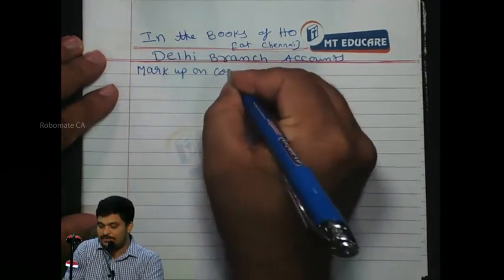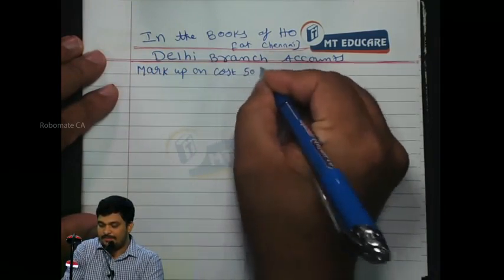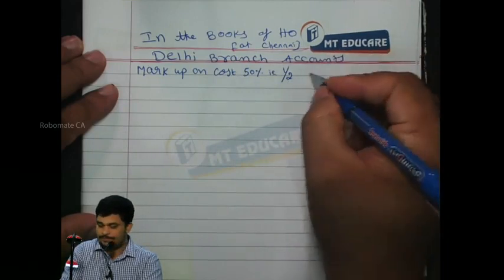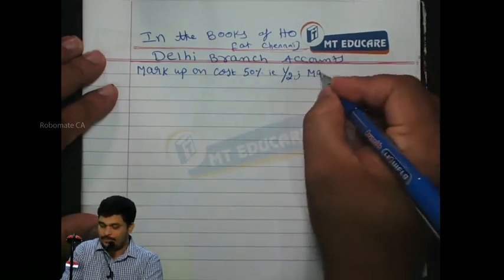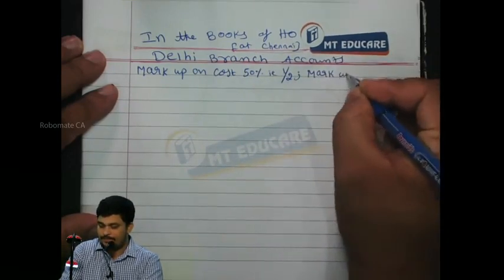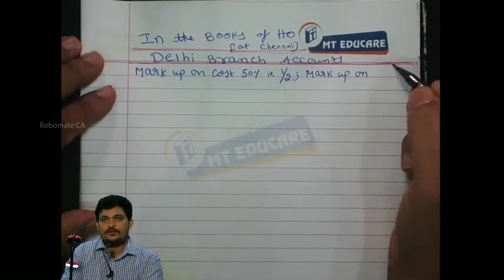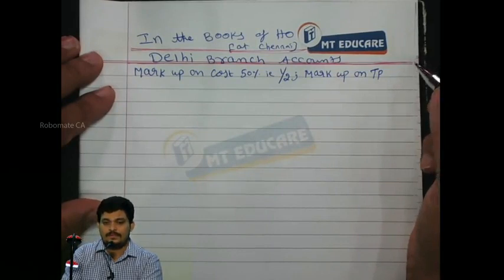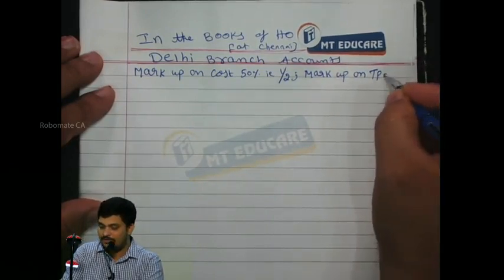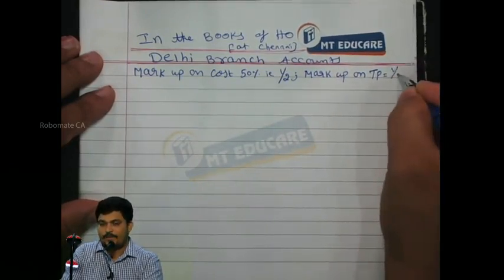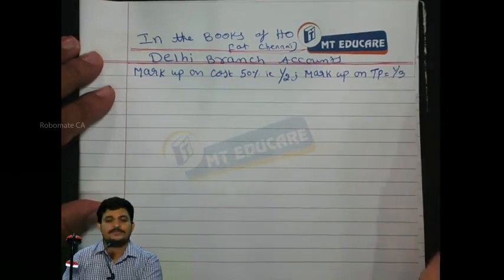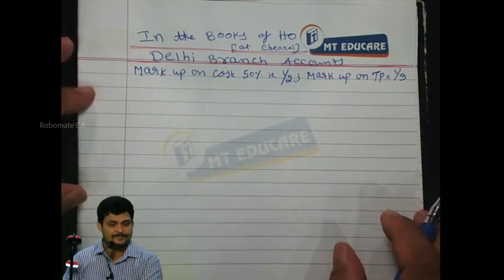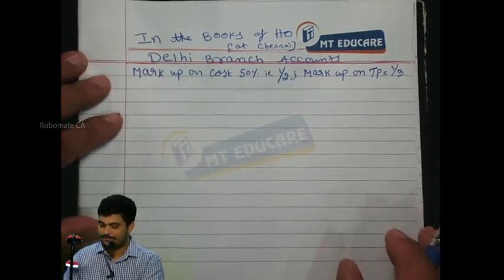Markup on cost is 50 percent, that is 1 by 2. Markup on transfer price is 1 by 3. Everybody? Next.